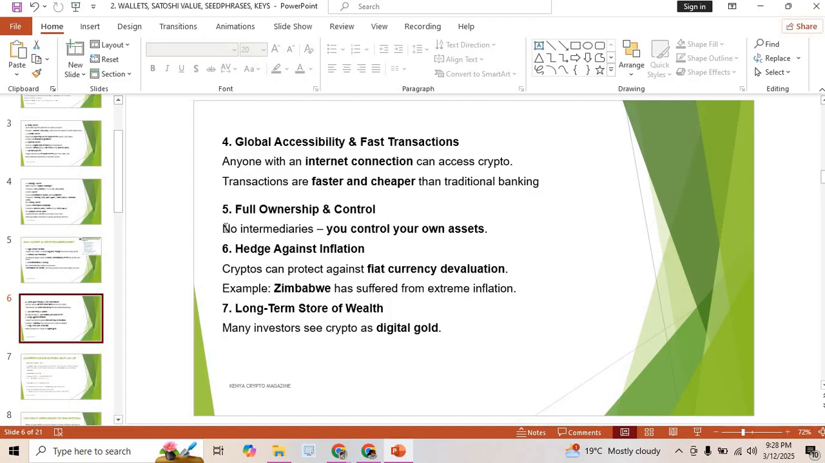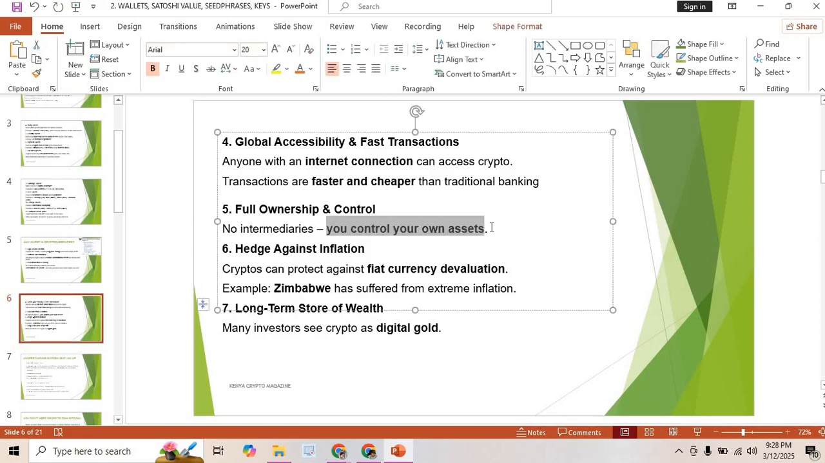You don't have Equity or Safaricom controlling your money. You are your own bank. There are no intermediaries. You control your own assets, or rather, you become your own bank.